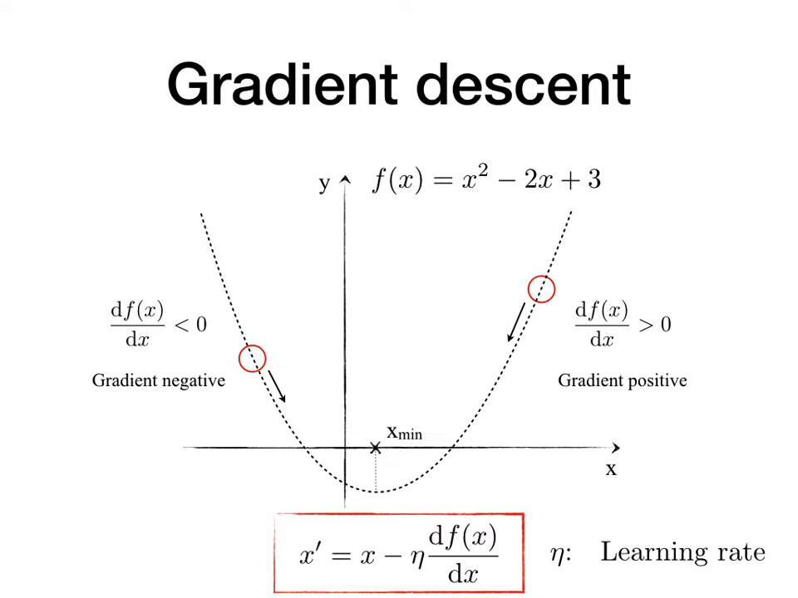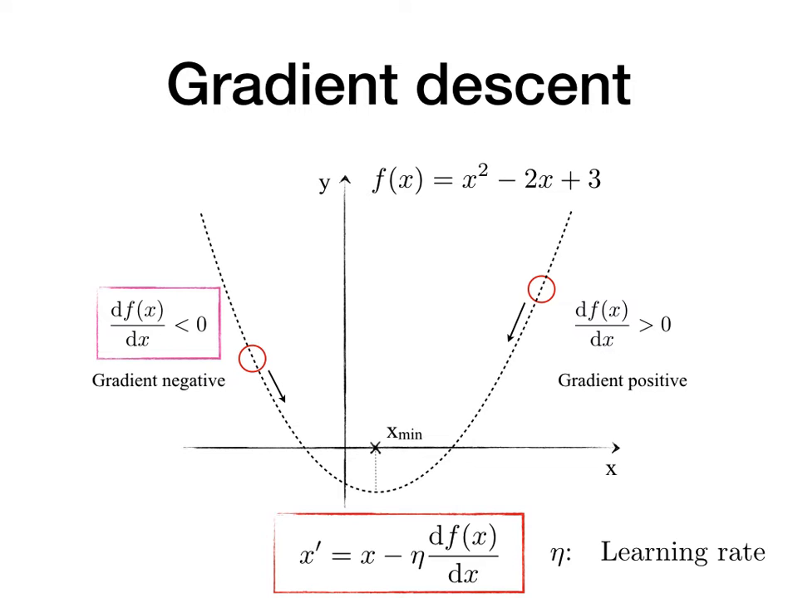This looks daunting at first sight, but let's break it down further. If you choose a starting point where the gradient is positive, when you calculate eta multiplied by the gradient, you get a positive number. This means that x prime, which is the new value of x, will be equal to x minus a positive number, which will give you a smaller value compared to the previous value of x. So this means that x will move towards the left, which brings you closer to the minimum point of x.